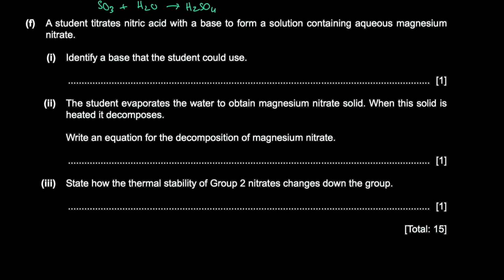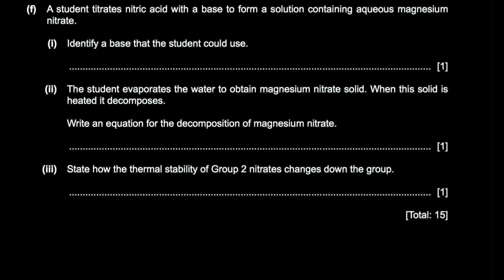A student titrates nitric acid with a base to form a solution containing aqueous magnesium nitrate. Identify a base that the student could use. So you want to react nitric acid with a base to form magnesium nitrate. Your base has to contain magnesium, so a suitable base would be magnesium hydroxide. You react magnesium hydroxide with nitric acid, you get salt and water, right? So you get magnesium nitrate and H2O.